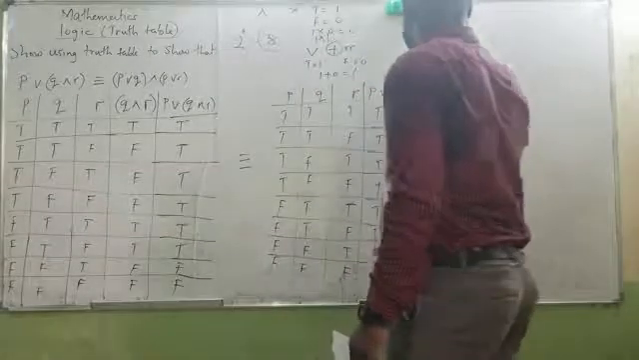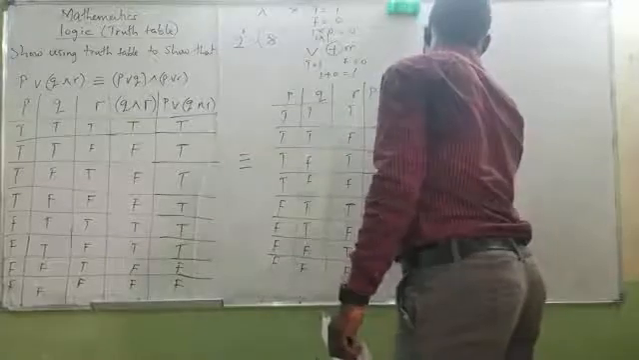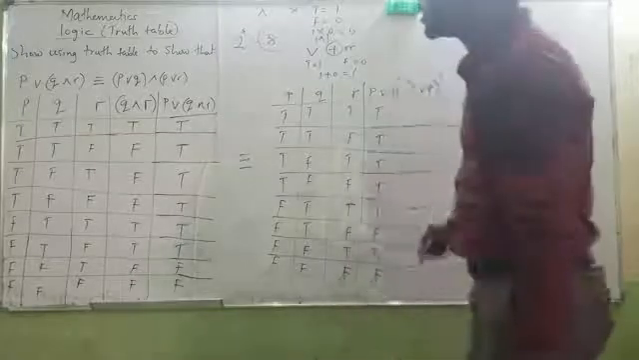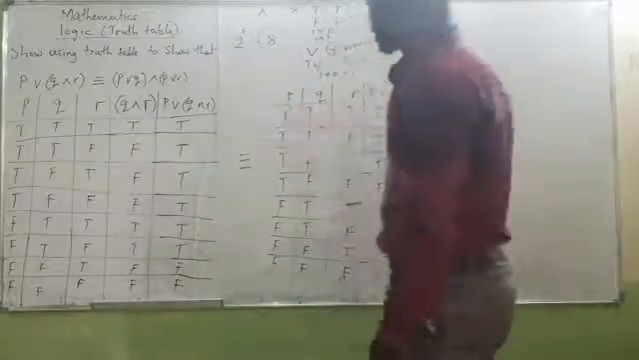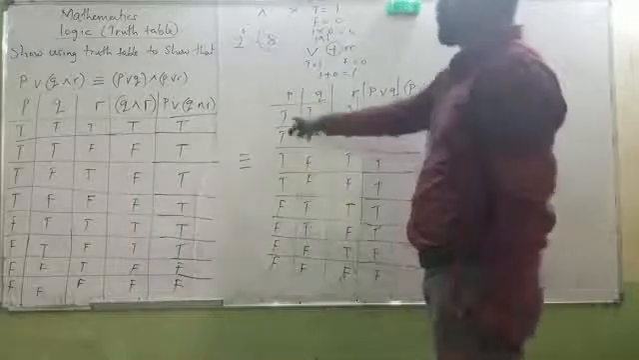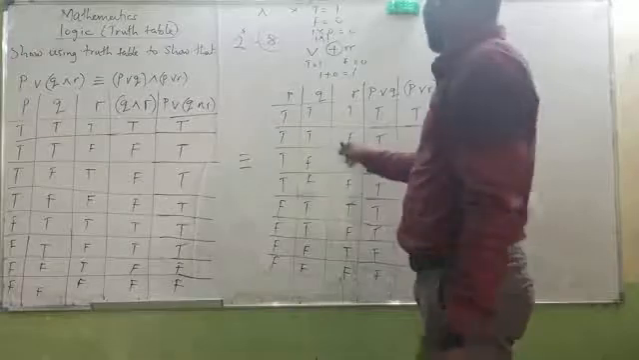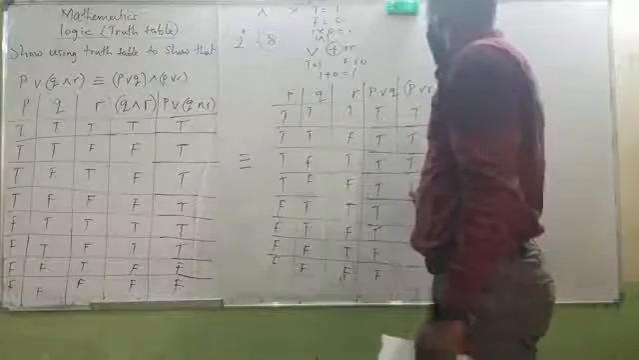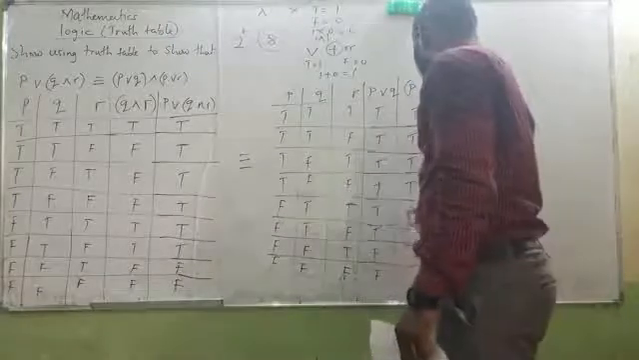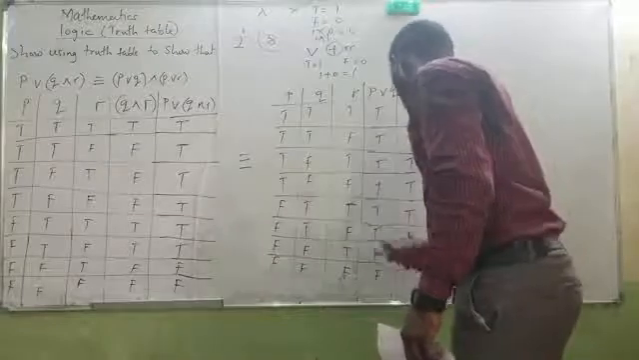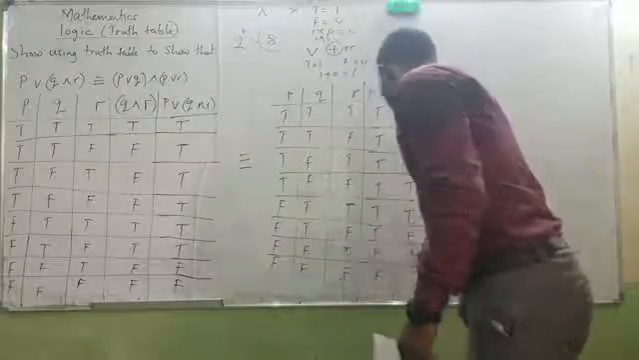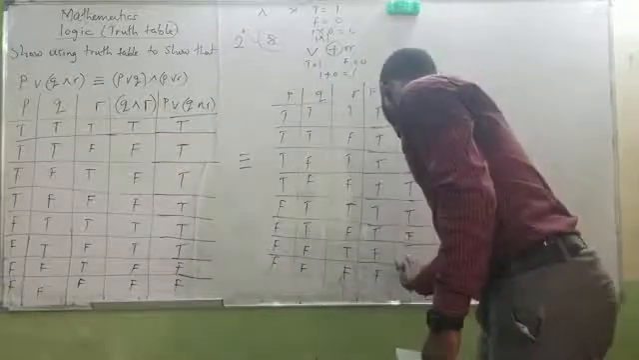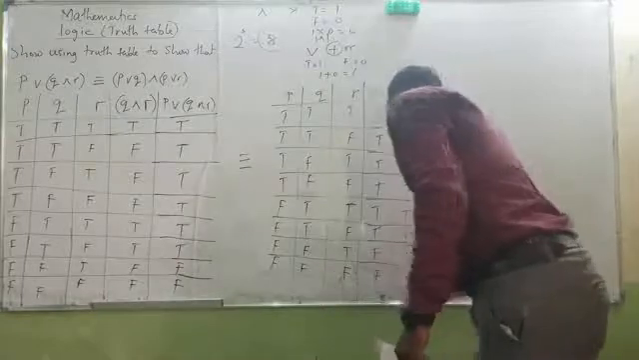I move on to the next bracket, which is P or R. Don't forget P or R. P or R, it will be true, true, true, true, true. P or R here will be false. Here will be R, it will be true. And it will be false. Here will be true, sorry. And here will be false.